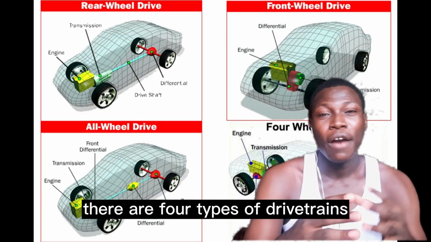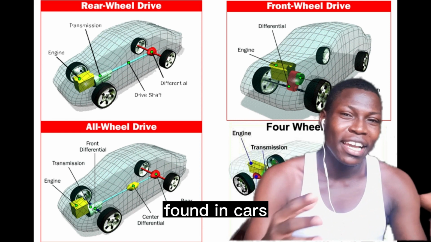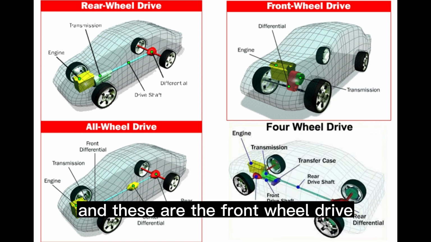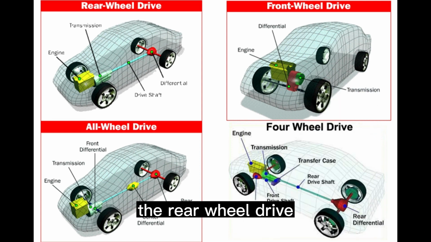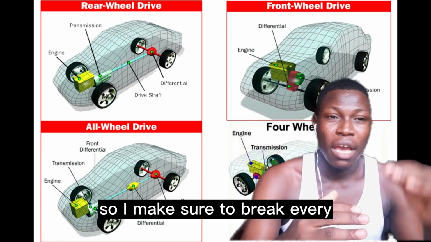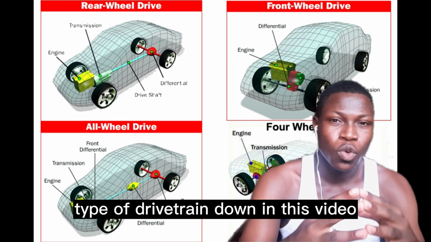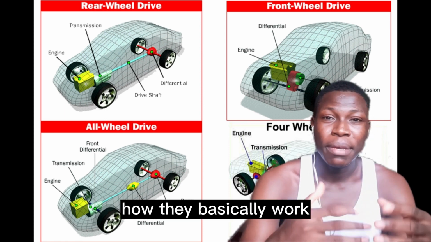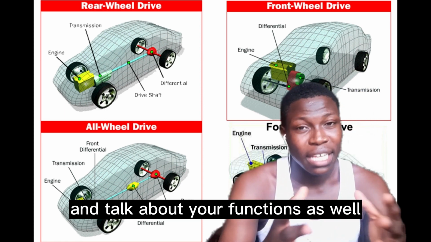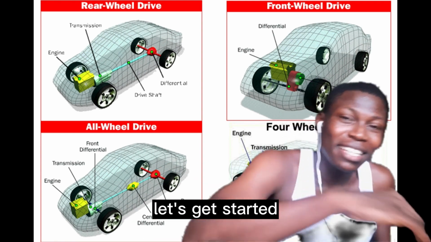So you see, generally there are 4 types of drivetrains found in cars. And these are the front wheel drive, the rear wheel drive, 4-wheel drive, and then all-wheel drive. So I'll make sure to break every type of drivetrain down in this video and talk about how they basically work and talk about their functions as well. So with that being said, let's get started.